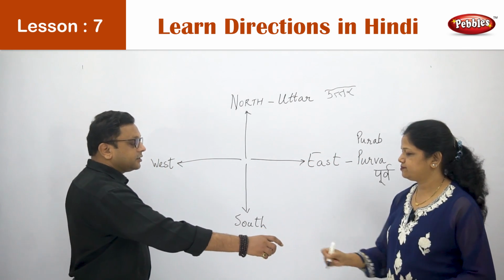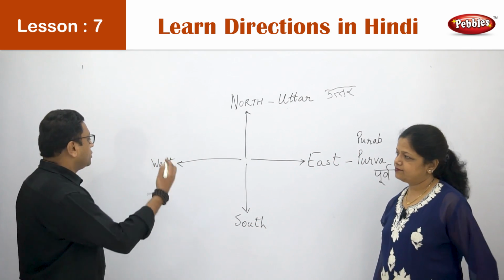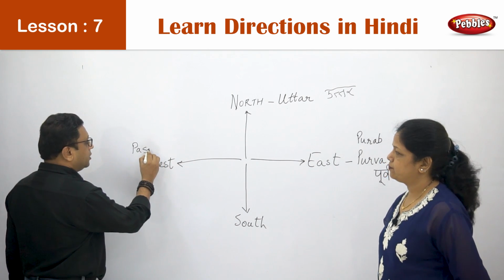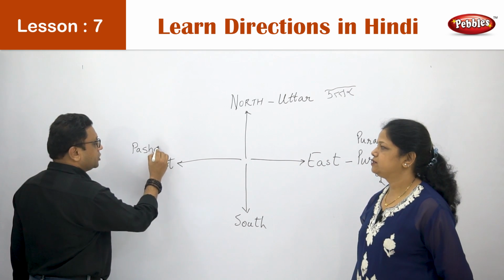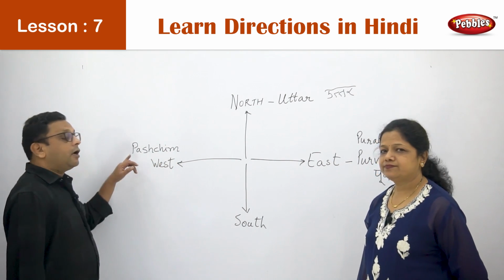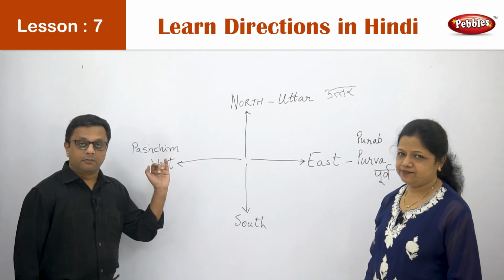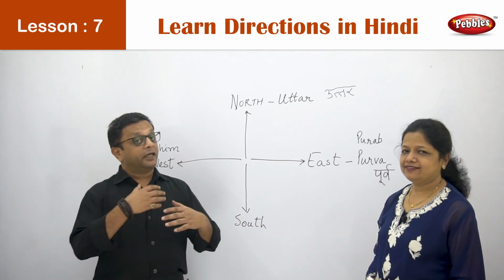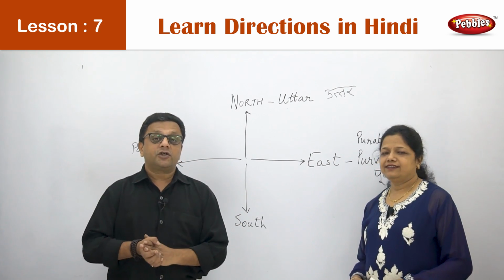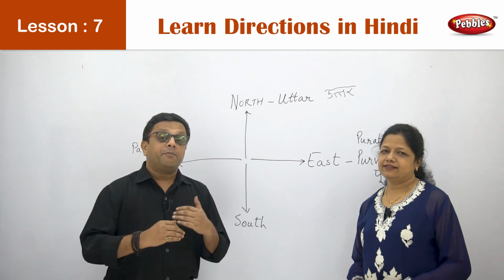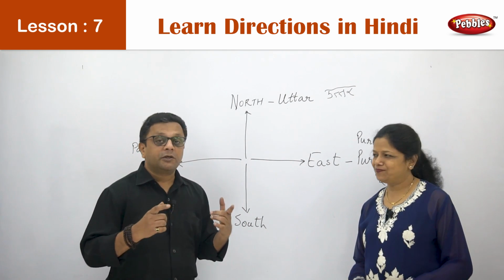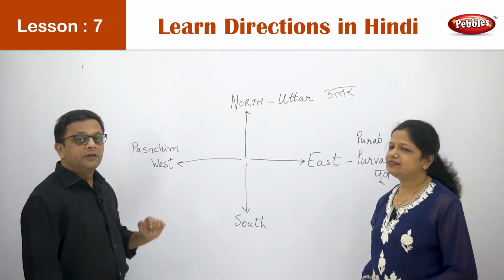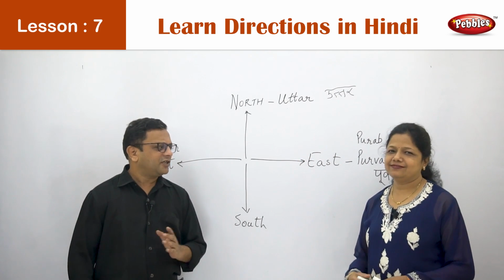But it is not the case for the west. For the west, you can directly say Paschim. Pa, sh, Pash, chim. So it is Paschim. I know this is quite a difficult word because it has originated from Sanskrit. So in many parts of India where the pronunciation is not very clear, they may pronounce it as Pachim. But generally Paschim is the perfect word, the correct pronunciation.